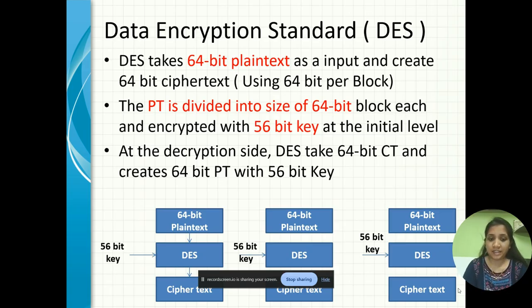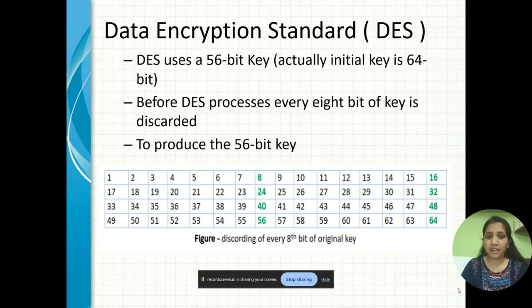So, as we can see in the figure, the 56-bit key at the initial level is converted into ciphertext. DES uses a 56-bit key, but actually initially the key is 64-bit. Before DES processes, every 8th bit of the key is discarded to produce the 56-bit key. In the figure, you can see the discarding of every 8th bit of the original key.